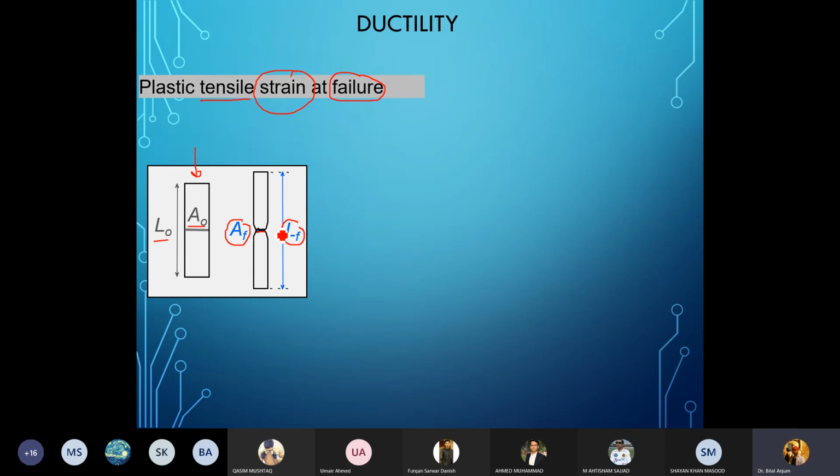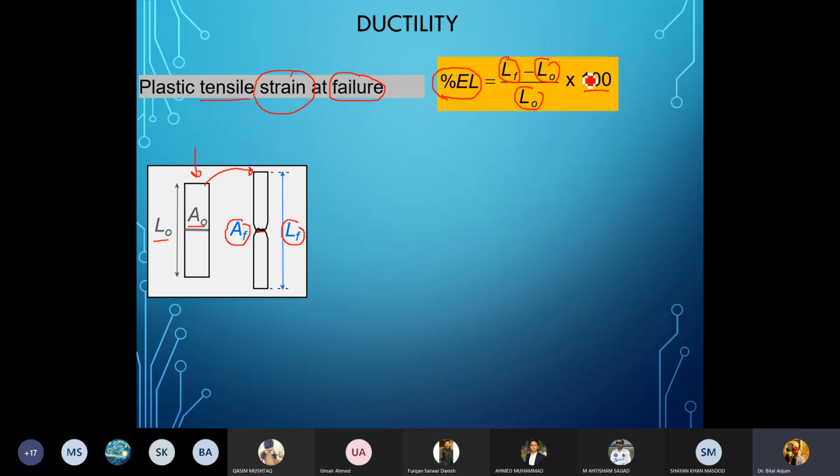Now, if I have these four characteristics of the sample known to me, I can define ductility in terms of percentage elongation. How much the elongation took place as the sample was subjected to tensile load and it ultimately fractured. So, how do you define percentage elongation? You define it by the final length minus the initial length, divided by the initial length, into 100%. This is percentage elongation for you.